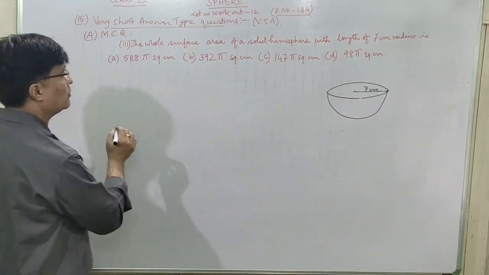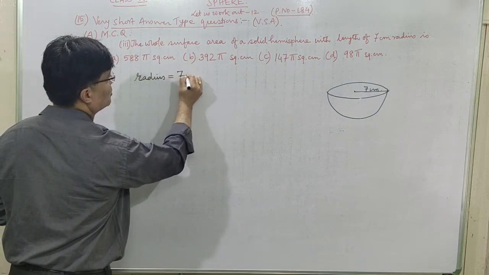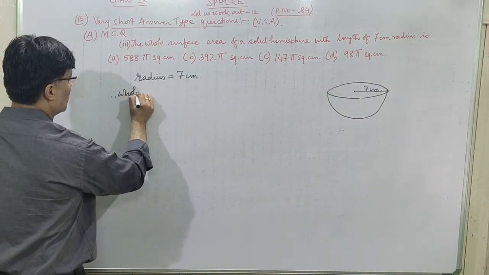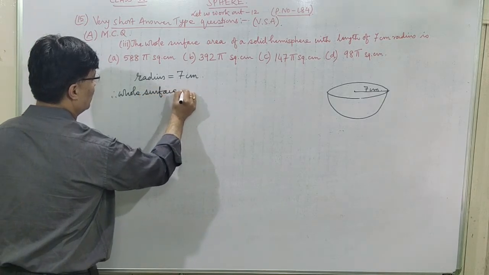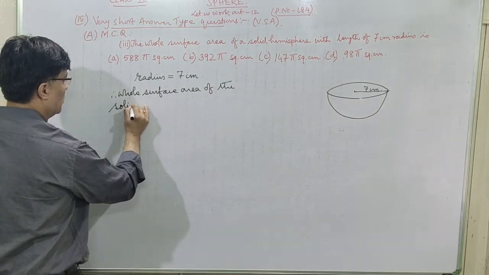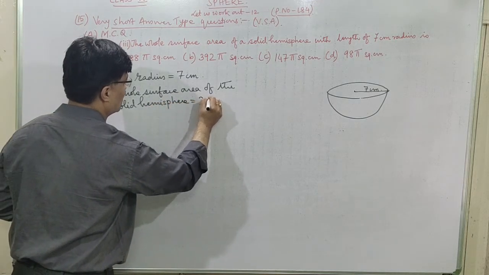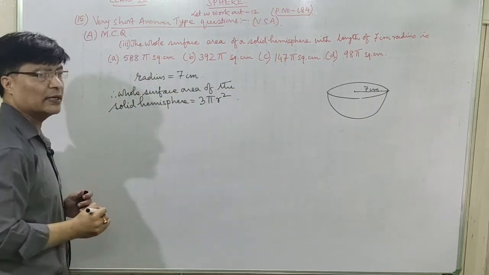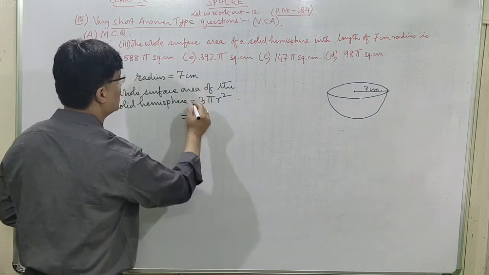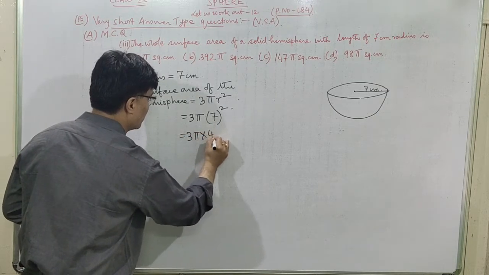So let us do this problem now. What is the radius? So radius is equal to 7 centimeter. That is the value for r. Therefore whole surface area of the solid hemisphere is equal to, what is the formula? It is 3 pi r square. So let us put the value now, which is equal to 3 pi. What is r whole square? It is 7 whole square, which is equal to 3 pi into 49.